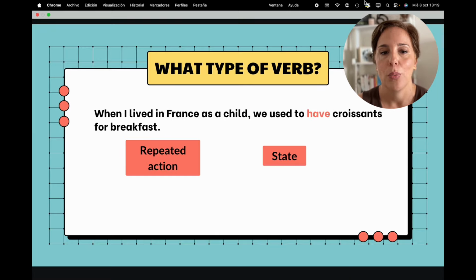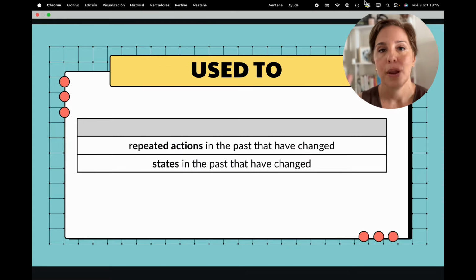One final example. When I lived in France as a child, we used to have croissants for breakfast. Now, to have croissants, which means to eat croissants, that's a repeated action. It's an action verb because to have something or to eat something is not a state, but something that requires some movement and some action. So why are we seeing this? Because the difference between an action verb and a state verb is essential for our next structure. Okay, so bear this in mind.